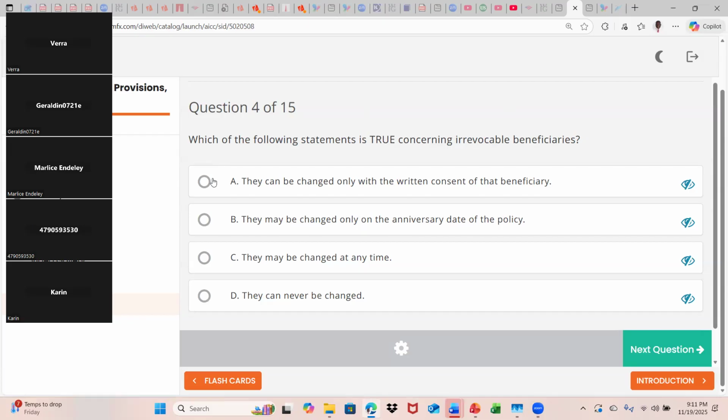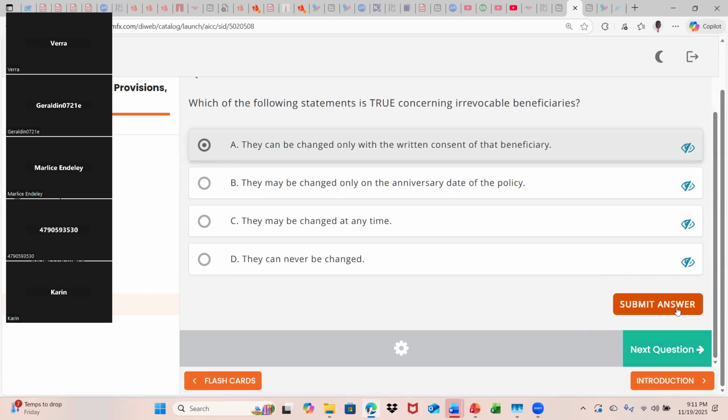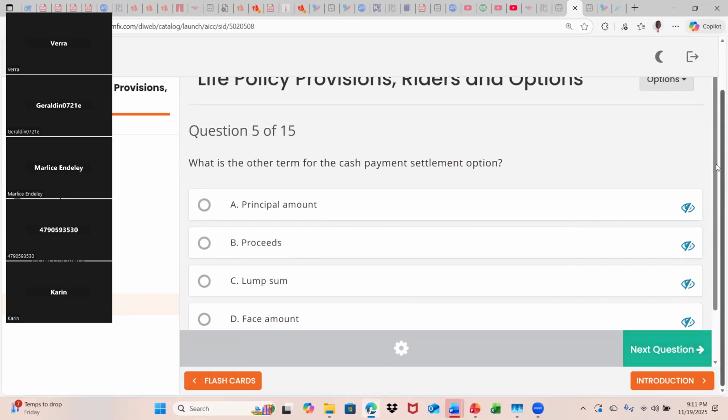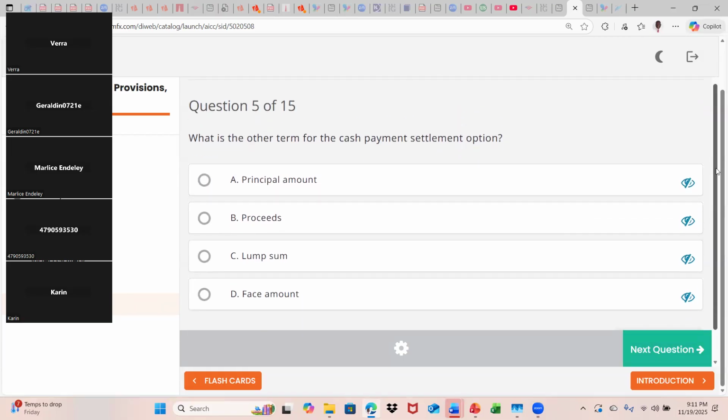Irrevocable, you can change it only with the consent of the beneficiary. For revocable, the owner of the policy can change the beneficiary anytime. For irrevocable, you can only change it with the consent of the beneficiary. All right, so let's submit that. We're right. Next question.